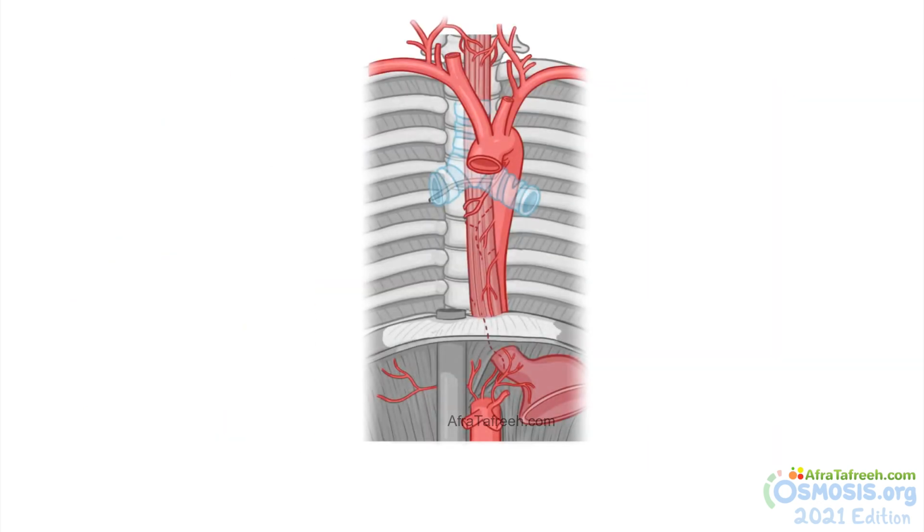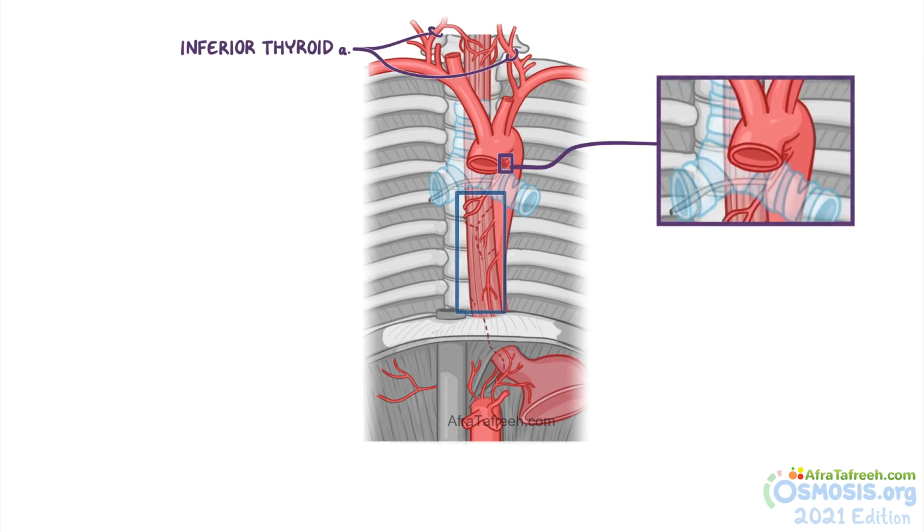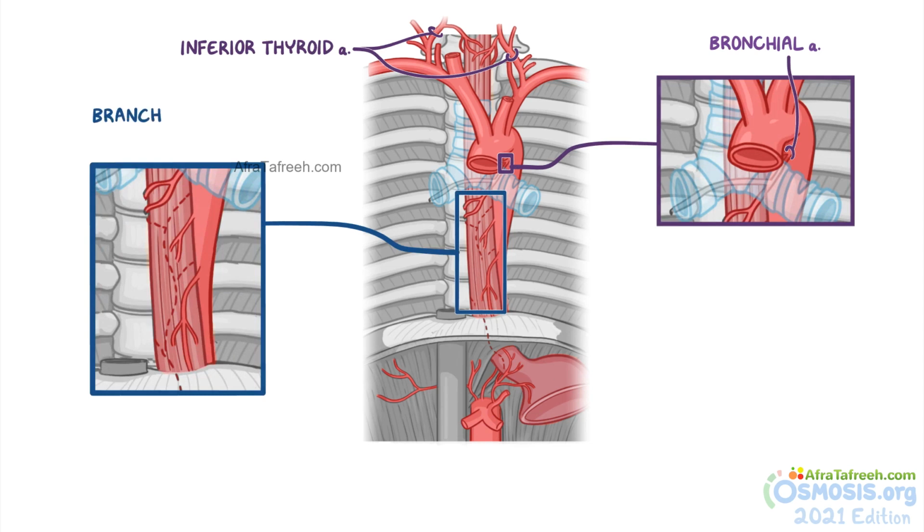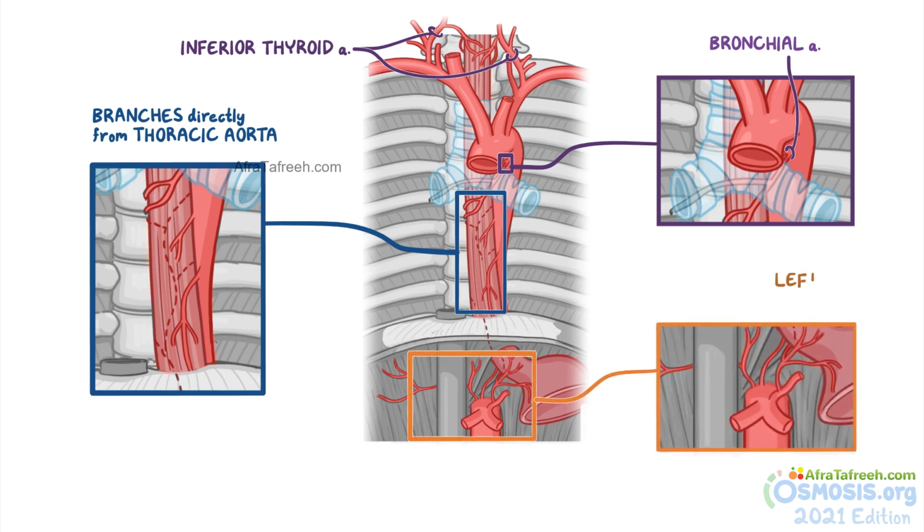Now let's talk about blood supply. Proximally, the esophagus is supplied by branches of the inferior thyroid arteries. As we move distally, branches of the bronchial arteries and branches coming directly from the thoracic aorta supply the thoracic esophagus. The arterial supply of the abdominal esophagus is provided by the left gastric artery, which is a branch of the celiac trunk, and the left inferior phrenic artery.